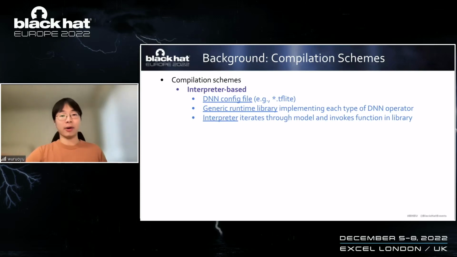However, it has two disadvantages when deployed on edge devices. The first is that it introduces space and time overhead because of the need to include the runtime library and to dynamically parse the DNN configuration file. And the second one is that since it uses a generic runtime library, it misses some opportunities to optimize the DNN operator function given specific parameters.